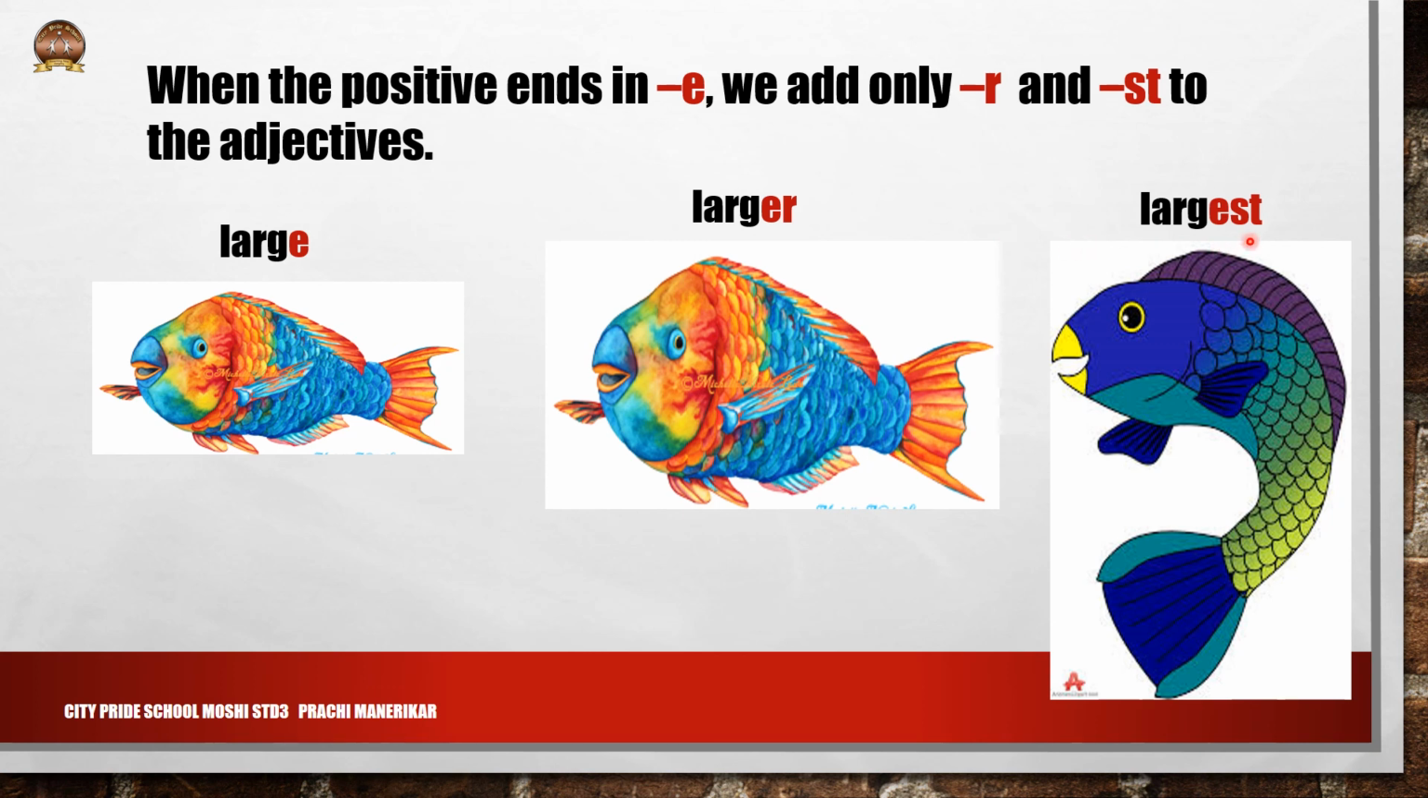L-A-R-G-E-S-T. We just added ST to the positive degree and made it superlative. So large, larger, largest. The second rule was: whenever the positive degree ends with E, we add R to change it into comparative and we add ST at the end to change it into superlative degree.